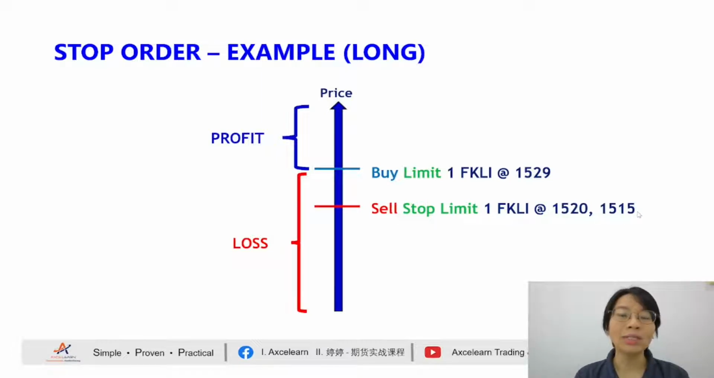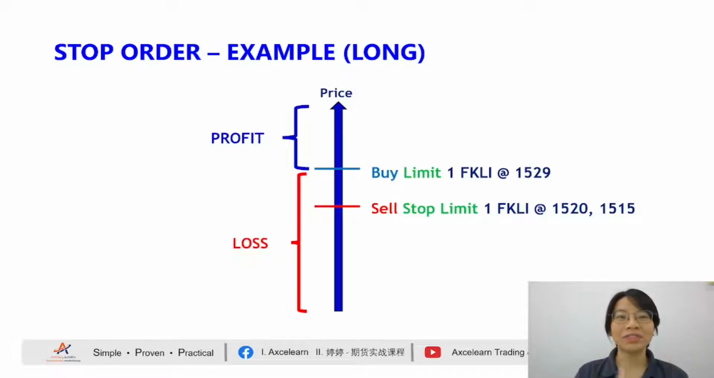So anything lower than 1515, this sell stop limit order will not be executed. Unlike stop orders, which once triggered at 1520 will definitely be executed, no matter how bad the subsequent price is, they will still give me the next best available price. But here, I give it another restriction. I just want to take anything between 1520 and 1515 only. So anything worse than that, my sell stop limit will not be executed.